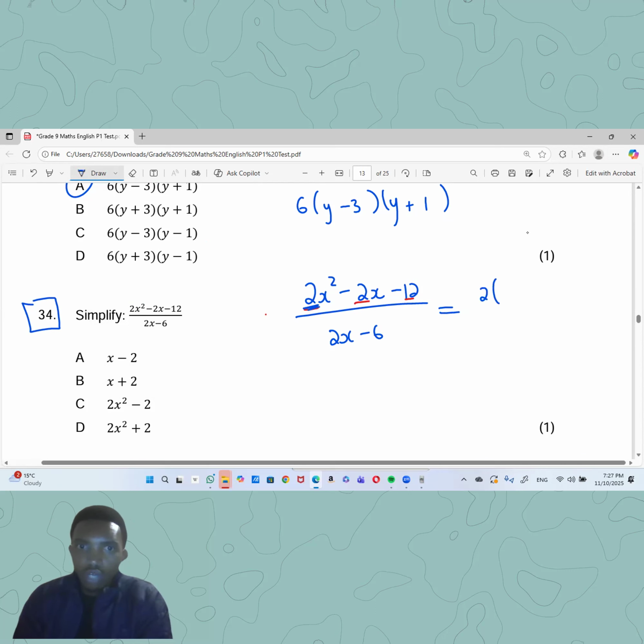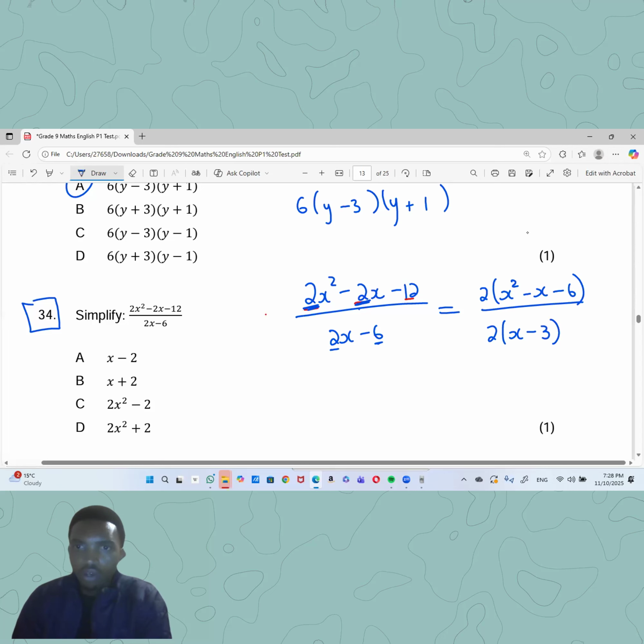Inside this 2, how many 2's do we have? We have 1, right? So we can just write it like that. And inside this 2, we also have 1. Inside of 12, how many 2's do we have? 6. And then we have a 2 there. Inside this 6, do you have a 2 in it? Yes. So 2 again is common, right? Inside this 2 we have only 1, so we can write it as that minus. Inside that 6, how many 2's do we have? 3.